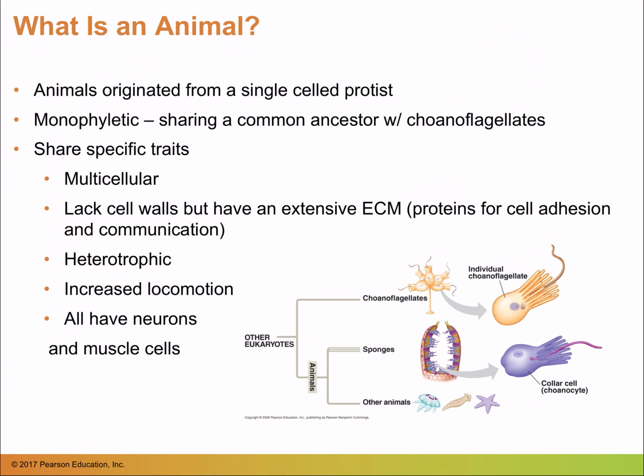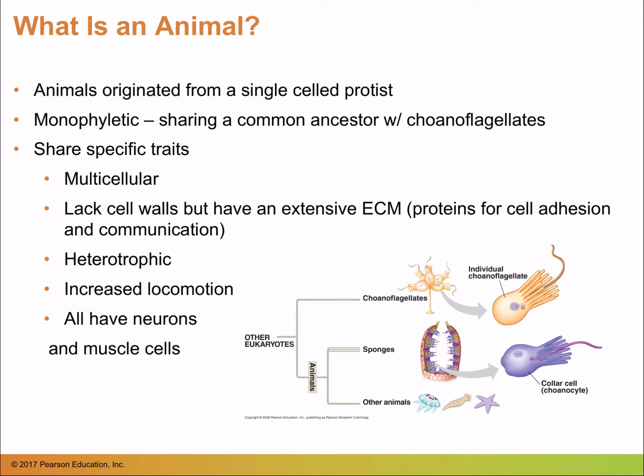All animals share the same kind of specific traits. So even though they're monophyletic, coming from one ancestor, they have lots and lots of differences, but they also have these similarities. So they're all multicellular. So if it's a single-celled organism, it can't be an animal. All of the cells lack a cell wall, but they have an extensive ECM, or extracellular matrix. And that basically provides proteins specialized for cell adhesion, communication, right? All kind of around the cells.